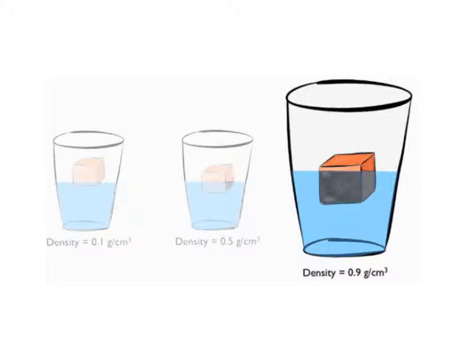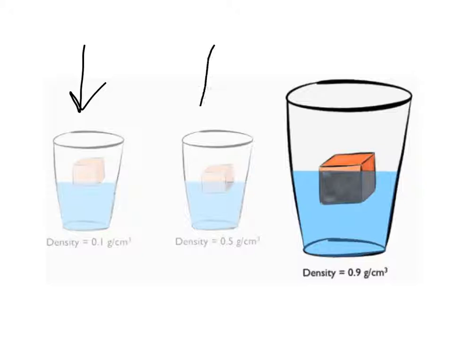Okay, last but not least, I just want to mention that the density of something affects how it floats, and it also affects how well it floats. If something is floating in water, like these are 3 different pieces of wood, let's pretend. This one has a very, very low density of 0.1 gram per centimeter cubed. What that means is that most of it is above the waterline. Only about 1/10 of it is below the waterline.